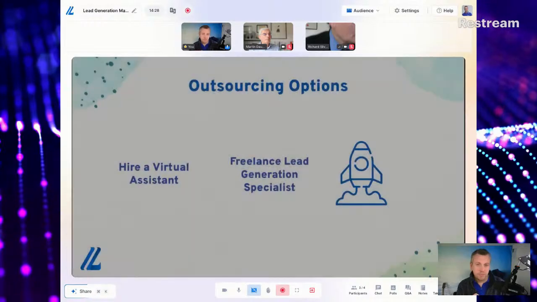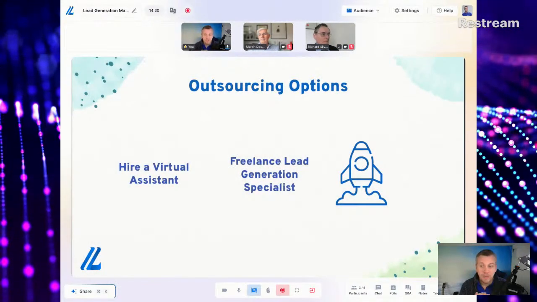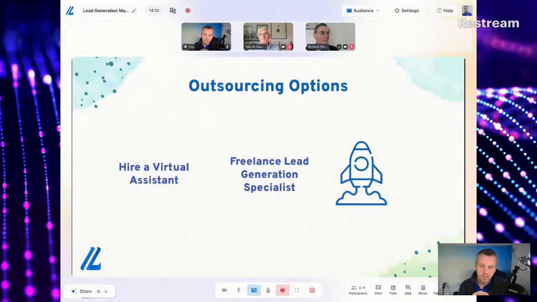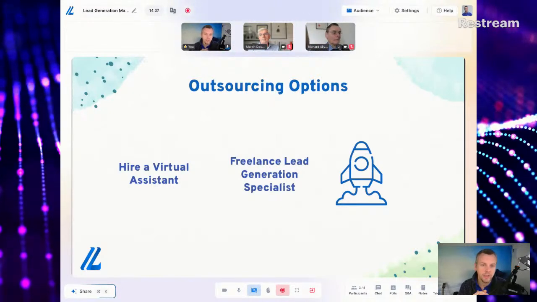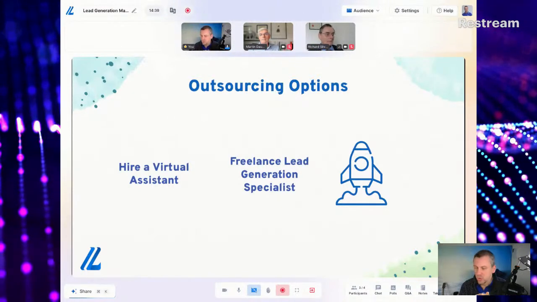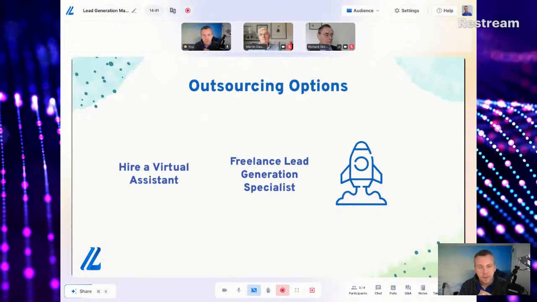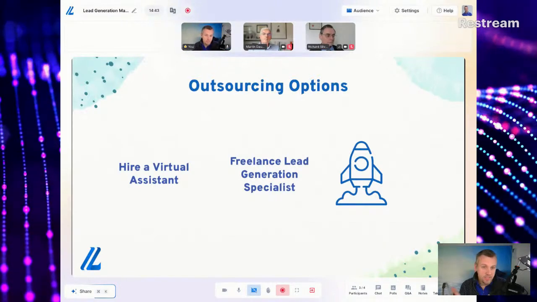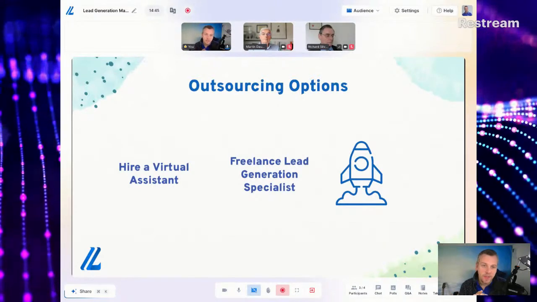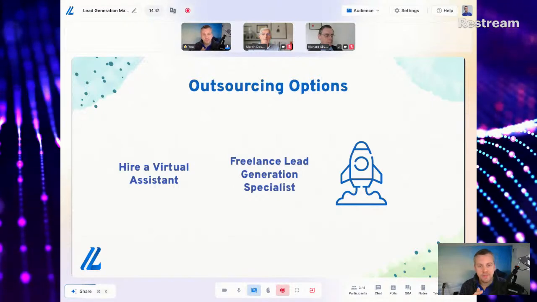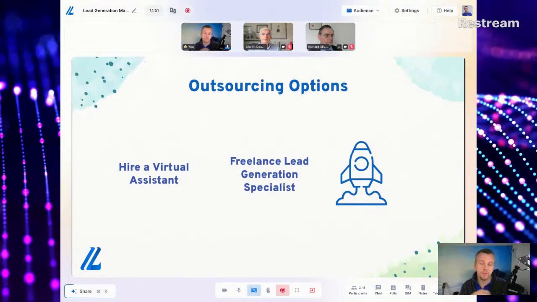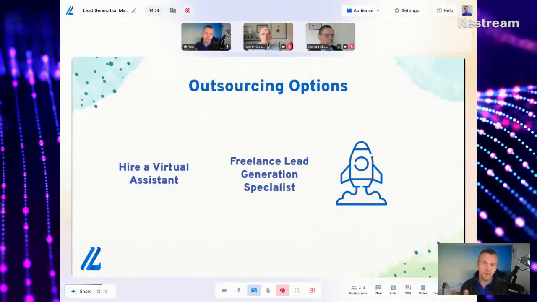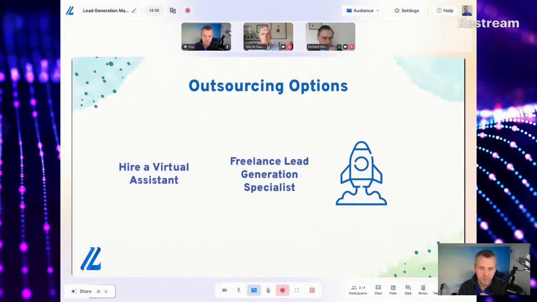You've got another option, which is to look at a freelance lead gen specialist. This is a professional who's going to specialize in finding potential customers, or even businesses and organizations. They can work on a project basis, usually for a set fee. They use a variety of tactics to identify and reach out to those leads. They might be an expert in email marketing, for example.